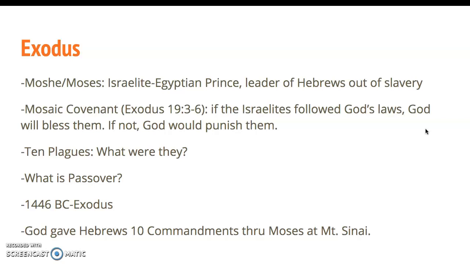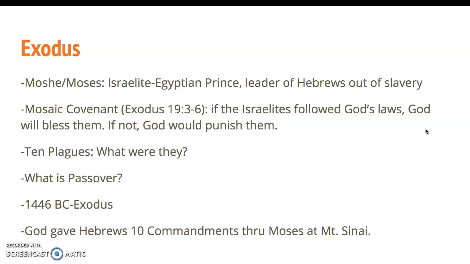The 10 plagues, I'm asking you, what were they? We're going to spell those out in the next slide, so be paying attention. The Passover, we know the story of the lamb's blood over the Hebrews' doorways in Egypt, and the angel of death passed over, which is where we get that Passover from, and that's a big and very, very important festival. It's going to pop back up. The Exodus, by scholars, started in 1446 BC.